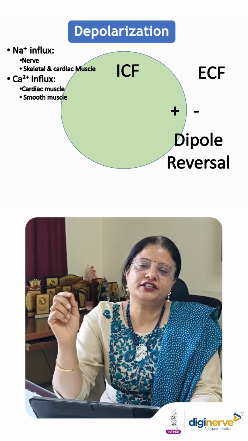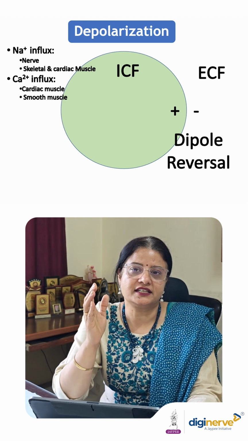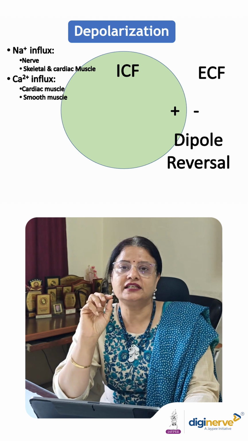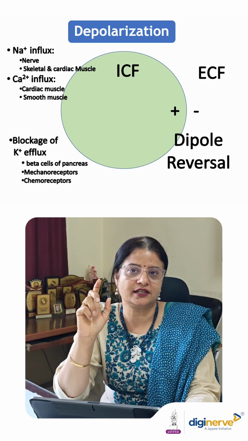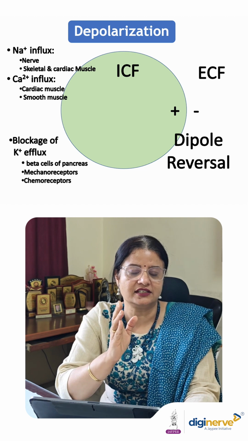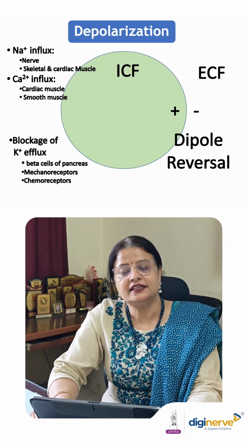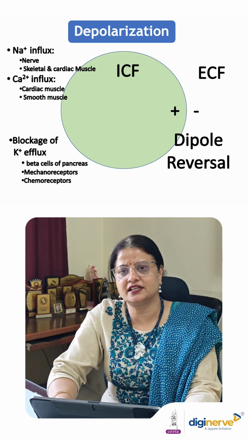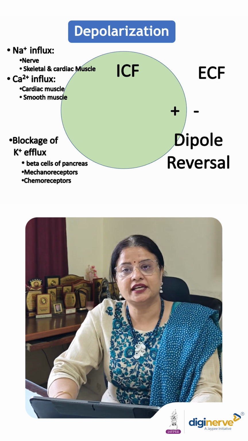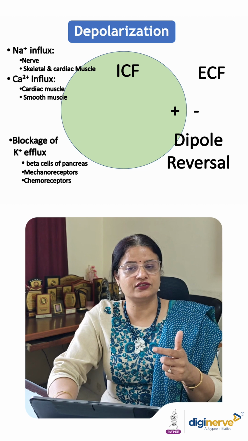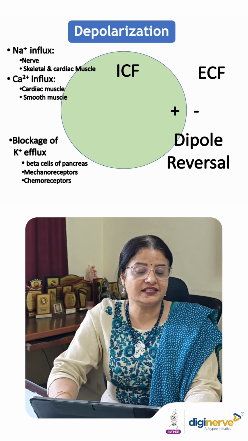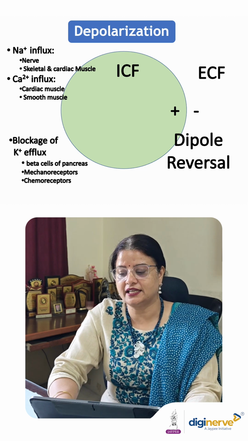The other method of depolarization is when the positive ion is not allowed to leave the cell. That happens when the leaky potassium channels are blocked, resulting in increased potassium concentration inside the cell, resulting in depolarization. This happens in the beta cells of the pancreas, and in many mechanoreceptors and chemoreceptors. The mechanoreceptors like the inner hair cells of the ear and the chemoreceptors like the glomus cells in the carotid bodies act through the same mechanism.